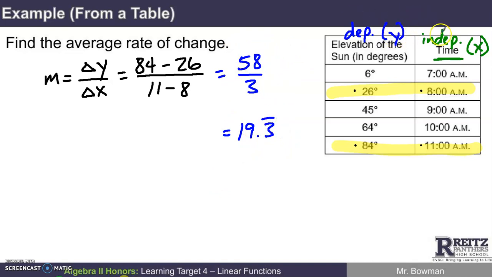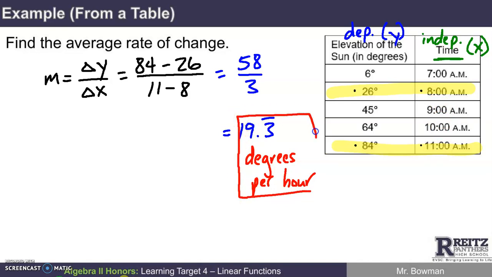What I would like to see in a problem like this, though, is units as well. So what did y measure in? Y was the elevation of the sun. That would be degrees per, and then what did the independent variable measure in? That's, I suppose, time in hours. That would be degrees per hour. And that should be on your answer regardless of whether you use the fraction or the repeating decimal.